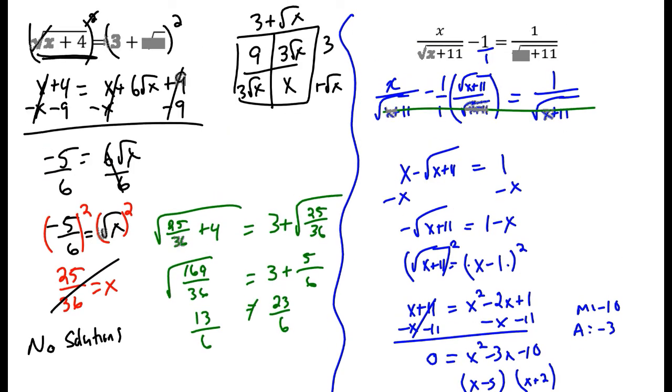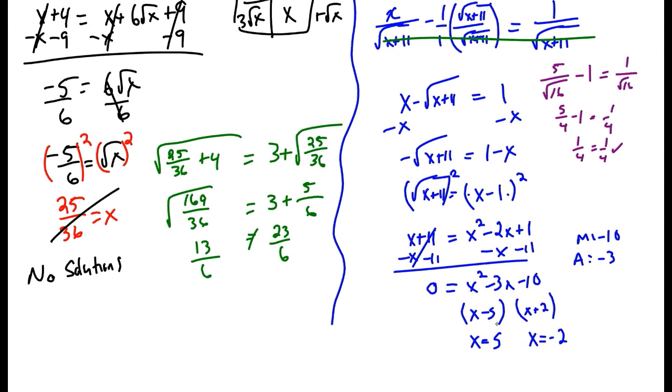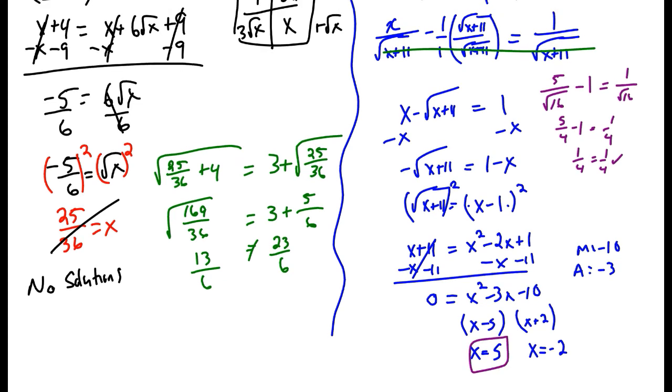So we have to check 5 over the square root of 5 plus 11, which is 16, minus 1. Does that equal 1 over the square root of 16? Does 5 fourths minus 1 equal 1/4? Well, if you type 5 fourths minus 1 into your calculator, you will get 1/4 equals 1/4. So that checks out. So 5 is a solution. 5 is one of our solutions here.